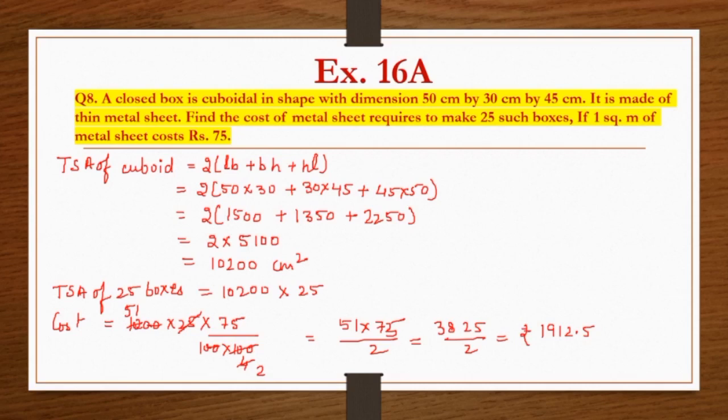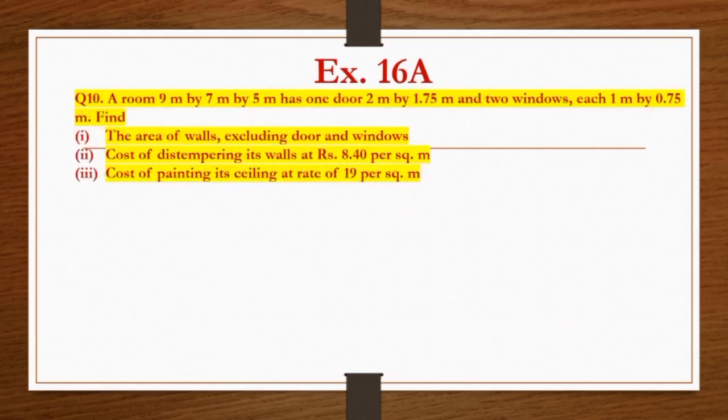Now come to the next question. Next question, question number 10. A room 9 meter by 7 meter by 5 meter has one door 2 meter by 1.75 meter and two windows each 1 meter by 0.75 meter. First of all, find the area of walls excluding the door and windows. It means we have to find the area of walls, then we will subtract the area of door and the area of window. So let's start with area of room or walls.